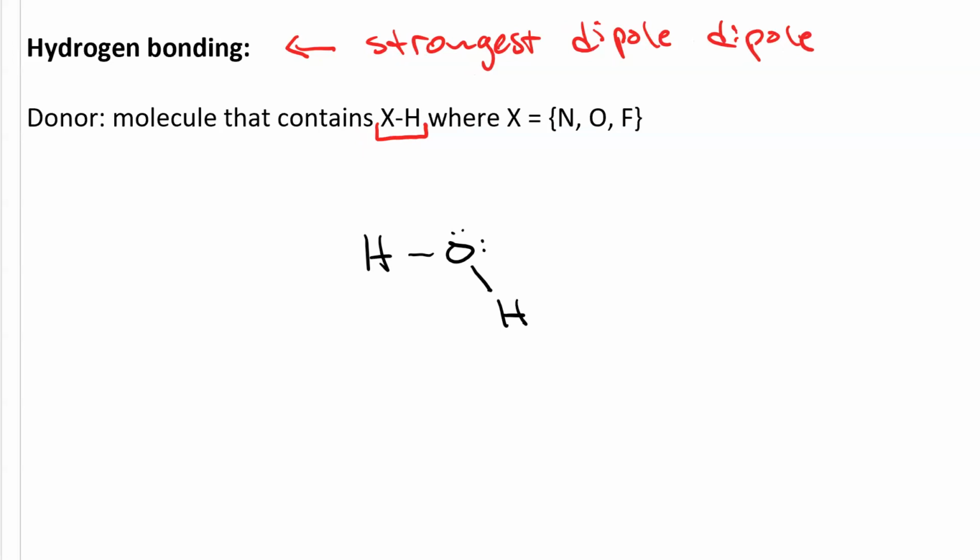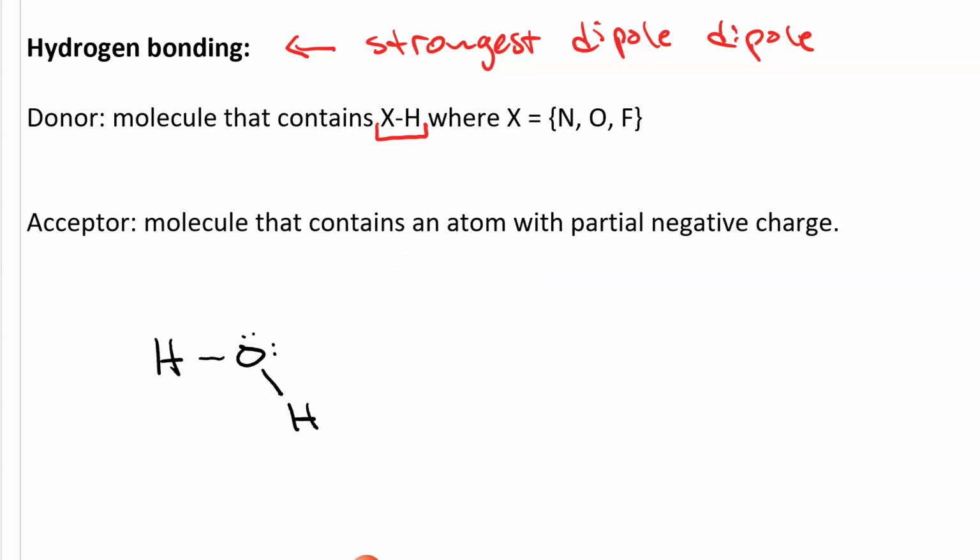Here's a water molecule. This water molecule is capable of being a donor twice because it's got two bonds between hydrogen and oxygen, right? Oxygen is one of our possibilities. So what this essentially means is you have a very polar bond like that. A lot of partial positive charge on those hydrogens and a lot of partial negative charge on the oxygen.